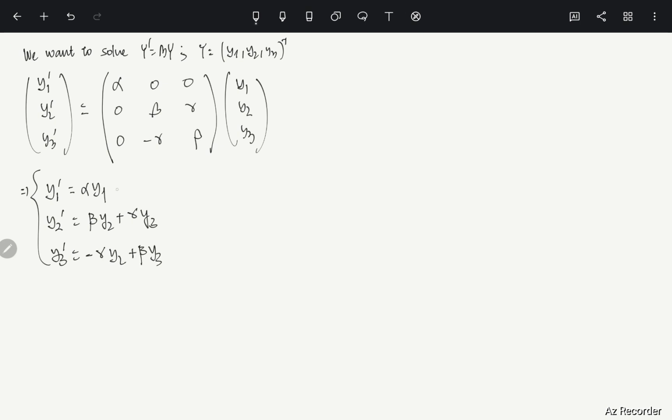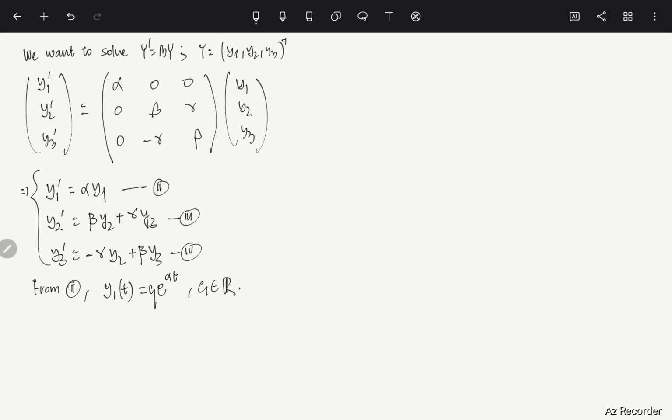Okay. Now, the first equation is very easy to solve, right? So, let's call them 2, 3, 4. From 2, what do we get? From 2, one gets y1 of t is e to the power alpha t, of course a constant is there. So, let's just write it as c1 times e to the power alpha t, and c1 is in R.